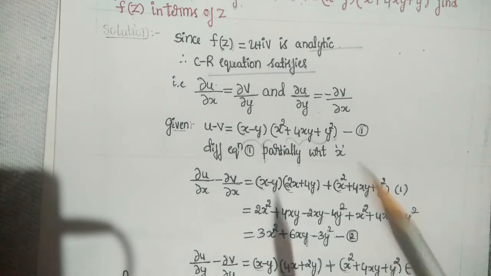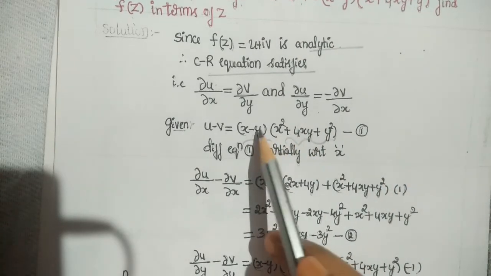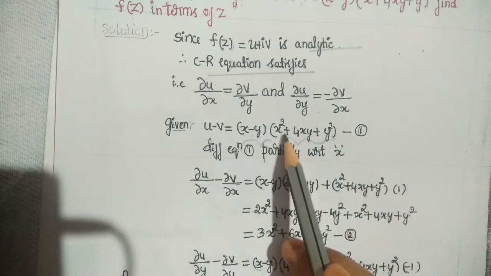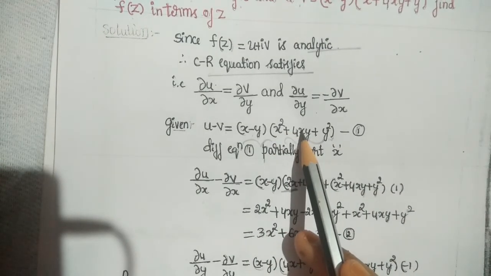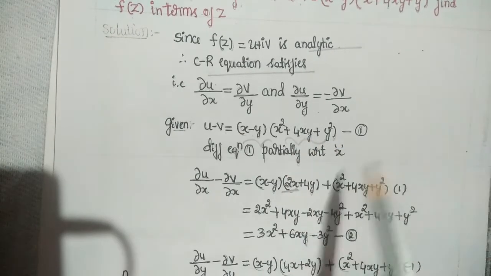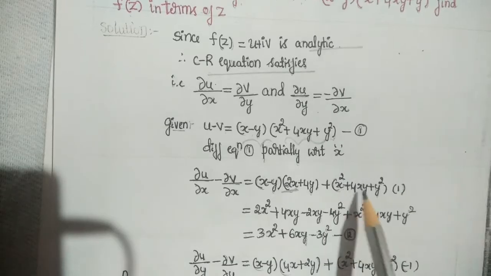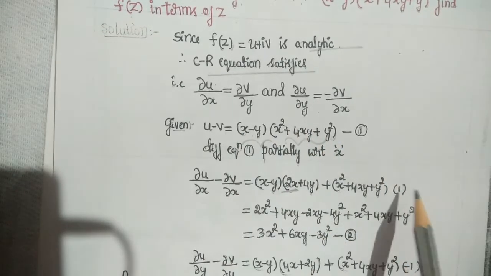Apply the product rule: first function into differentiation of second plus second into differentiation of first. First function is x minus y, and the differentiation of the second with respect to x: x square gives 2x, 4xy gives 4y, y square gives 0. Plus the second function, x square plus 4xy plus y square, times the differentiation of the first with respect to x, which is 1.